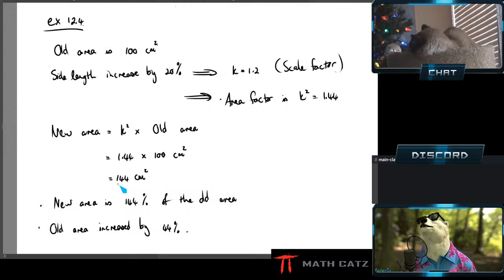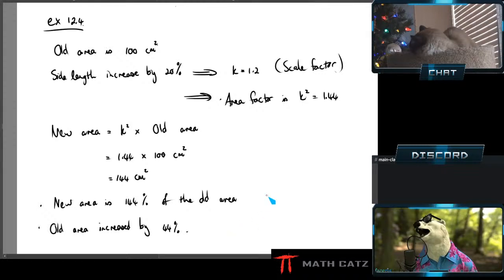So now I can interpret that area change in a variety of ways. I can say, well, the new area is 144% of the old, by looking at k squared. Not looking at the new area, it was just convenient because my original was 100, so it's easy to interpret. I'm interpreting the area factor. Or I could look at the area factor and just focus on the change amount, which is up by 0.44, which means the old area increased by 44%.